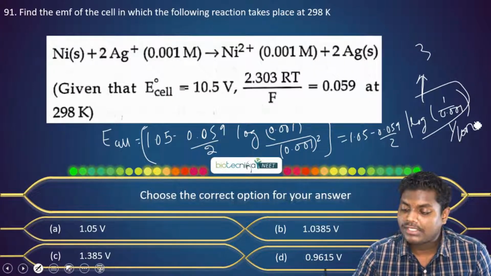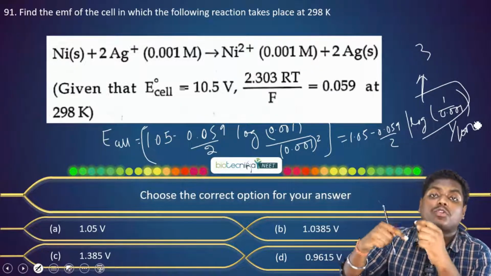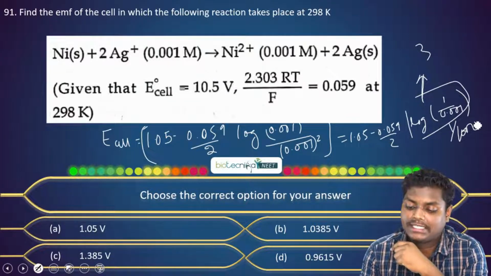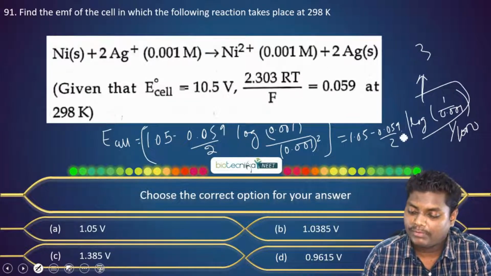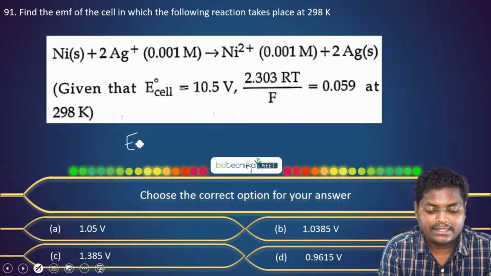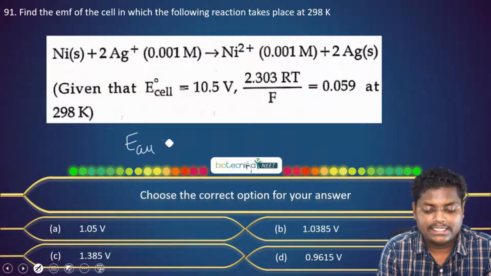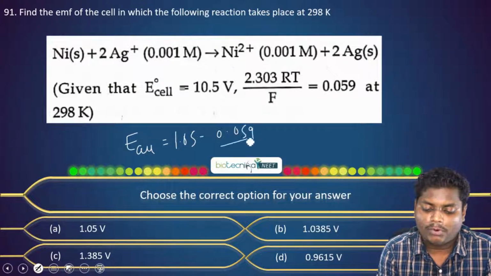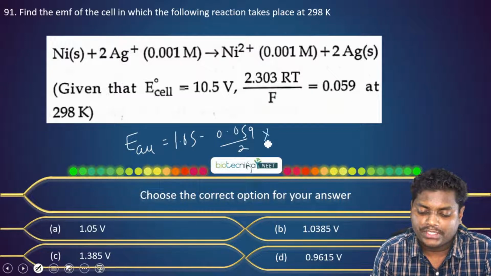So this 1000 will go up. So log 1000 will be 3. So basically here we'll be getting 3. So I'll just rewrite the relation here: E cell is equal to 1.05 minus 0.059 upon 2 into 3.